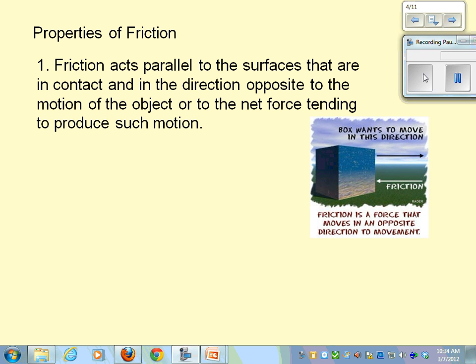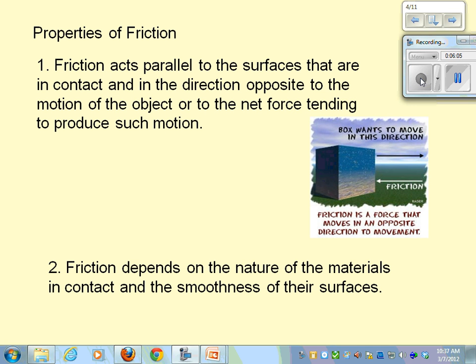Some properties of friction. Friction always acts parallel to the surfaces that are in contact, and always in the direction opposite to the motion or to the force trying to produce the motion, right? It's always opposite the motion. And it's always parallel.